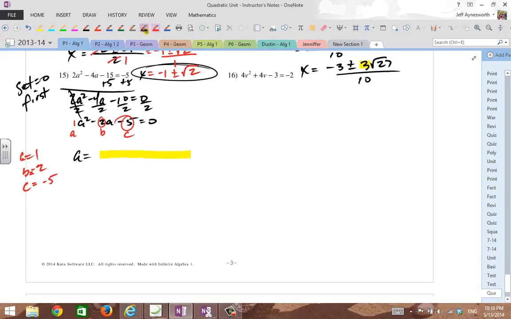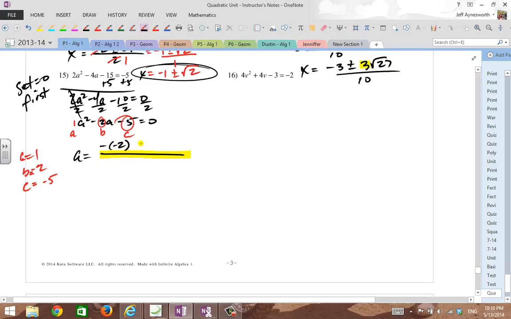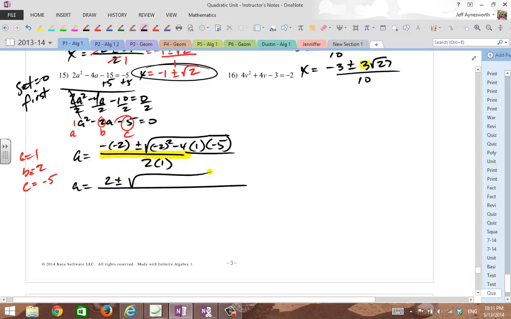So negative B, the opposite of negative 2, since B is negative 2, plus or minus the square root of B squared, so negative 2 squared, minus 4 times A times C, all divided by 2 times A, which is 1. Now let's go for it. I see a double negative here, and a 4 here. Negative 2 squared is 4. I cancel the negatives there. 4 times 1 is 4, times 5 is 20, so I add the 20 there. I divide by 2 because 2 times 1 is 2.